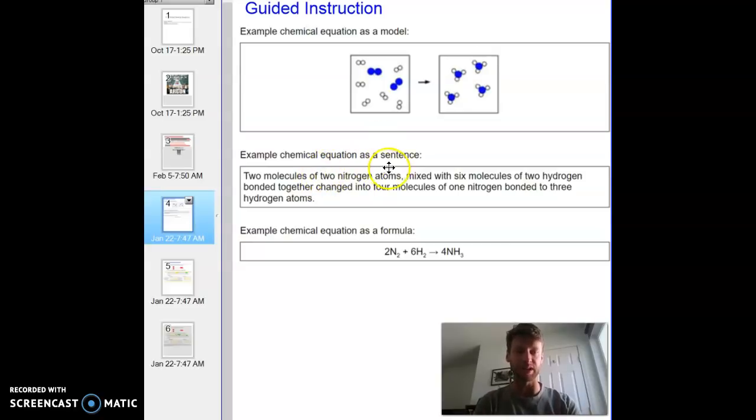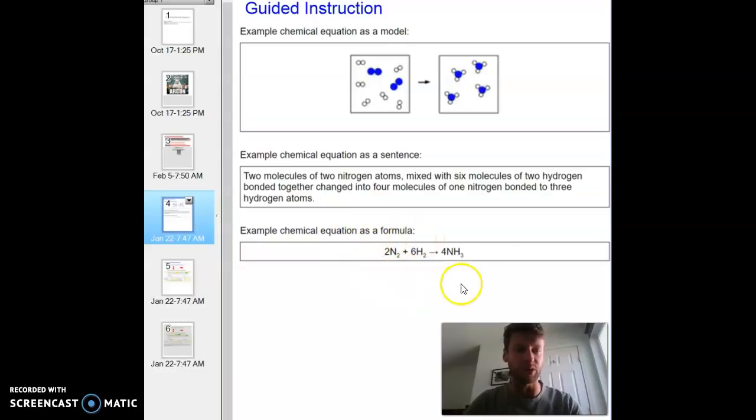The second example here is writing a chemical equation as a sentence. As you can already see from how much text it took to write the sentence, it's really time intensive and takes a lot of reading to understand exactly what someone's saying. And actually, even after that, it's still confusing. 2 molecules of 2 nitrogen atoms mixed with 6 molecules of 2 hydrogen bonded together change. That becomes way too complicated, and it's not clear enough, and there's way too much room for error.